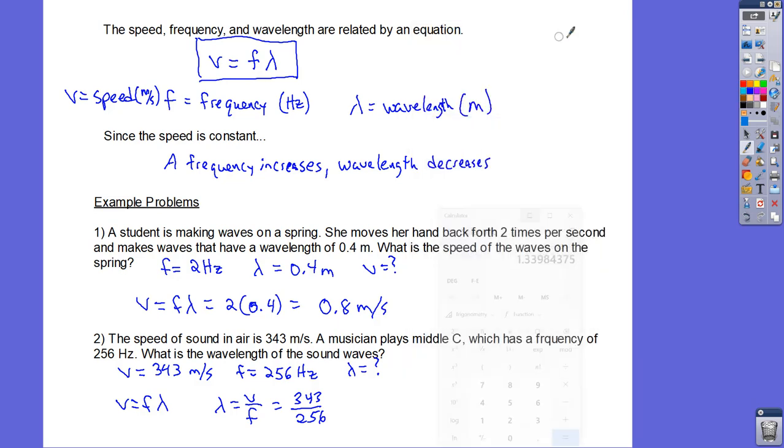1.34. So lambda is equal to 1.34 meters. Okay. Alright, so we should be able to use those pretty easily. Wait for the screen to change here.